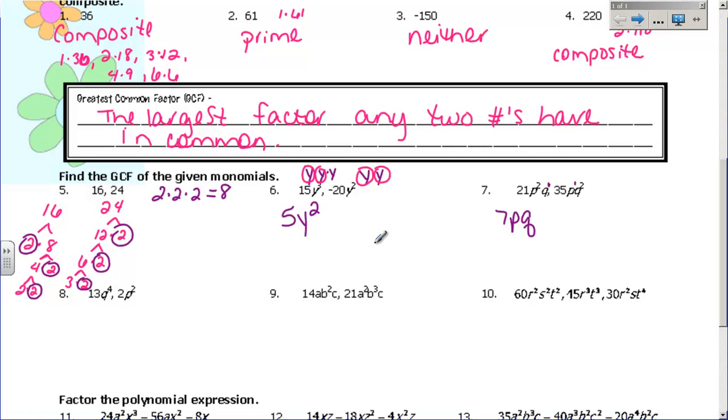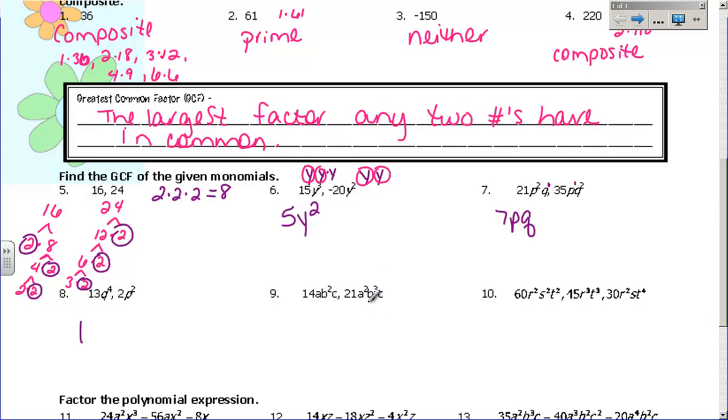Okay, so number 8. Number 8, I have 13q to the fourth and 2p squared. I've got to find the greatest common factor. Well, 13 is prime, and so is 2. So the only thing those two numbers have in common is a 1 because they are both prime. So the greatest common factor for my numbers is 1. Now, if you will look at my variables, I've got a q and a p. They don't have any letters in common. So for number 8, the greatest common factor is 1. You can't do anything else.